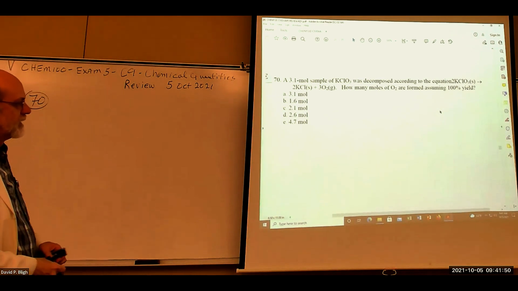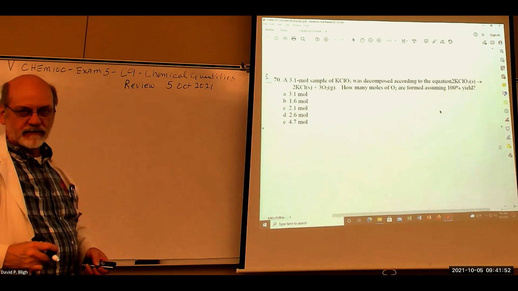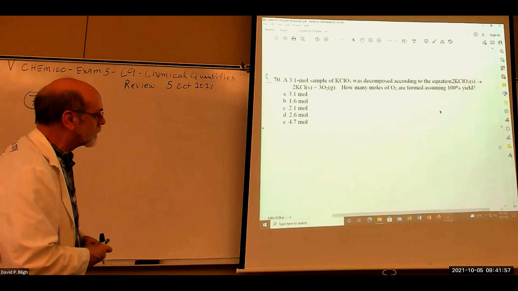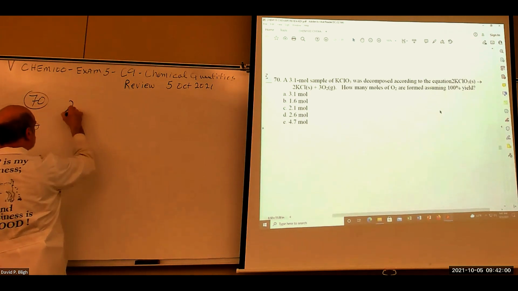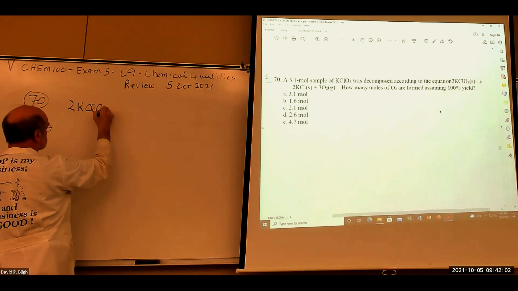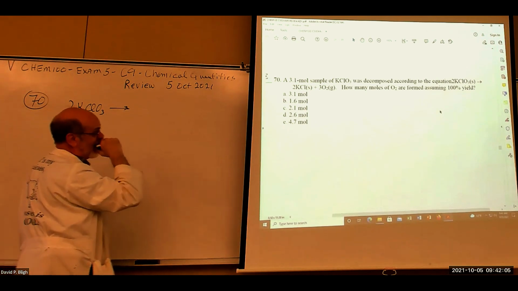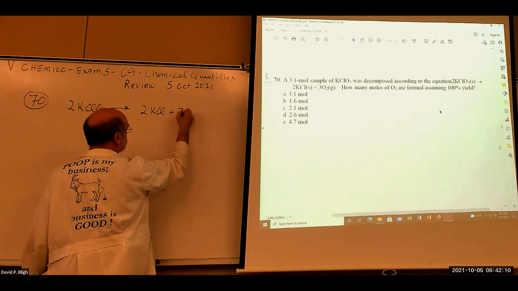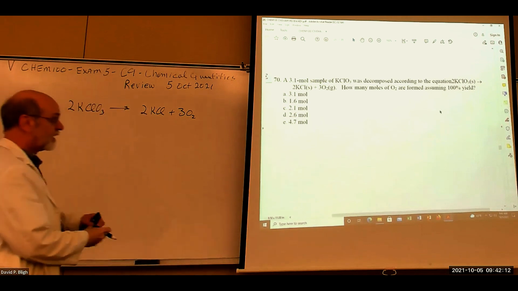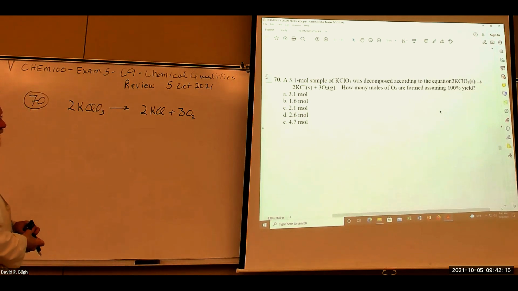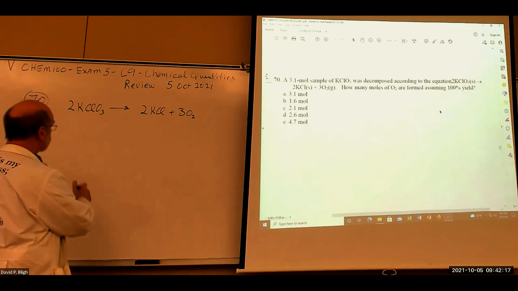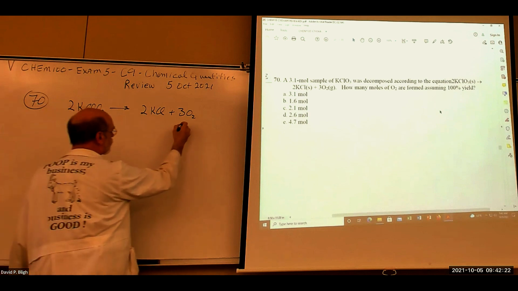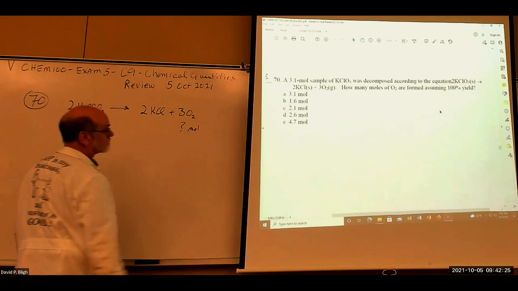A 3.1 mole sample of KClO3, potassium chlorate, was decomposed according to this equation. So 2 potassium chlorates decomposes to make 2 KCl's and 3 O2s. How many moles of O2 are formed, assuming 100% yield? So with 3.1 mole of this, we want to know moles of that, correct?